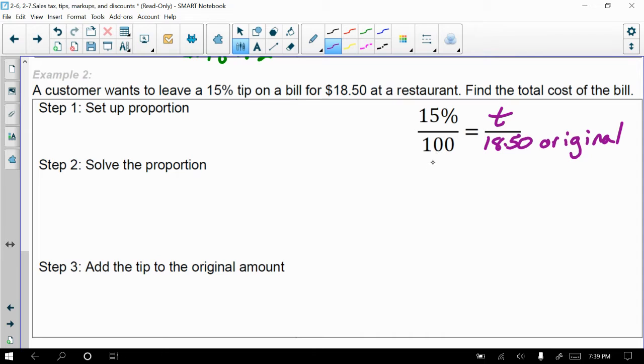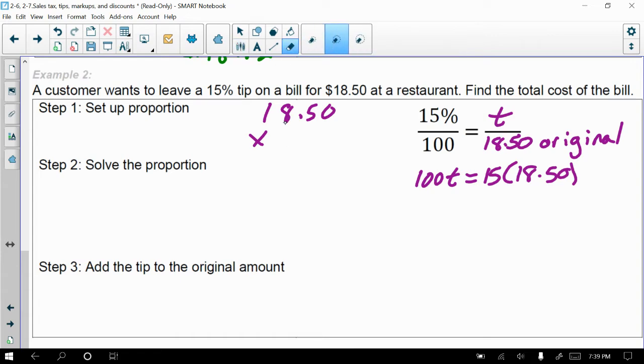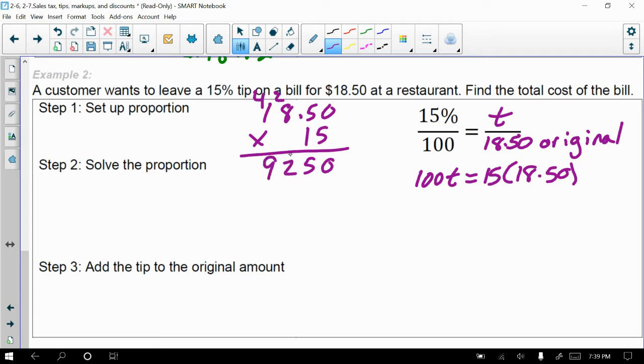Now do your cross products. Okay, so I have 100t equals, and then you're going to take 15 times 1850. Okay, so we'll take 1850 times 15. Oops. And remember, you do not need to line up your decimals when you're multiplying with them. Okay, so 5, 42, and 9. And then remember, when you go to your next place value, you have to add a 0, then multiply by 1. And that makes it easy because 1 times anything is just that number. Make sure you're putting your numbers in nice little rows.